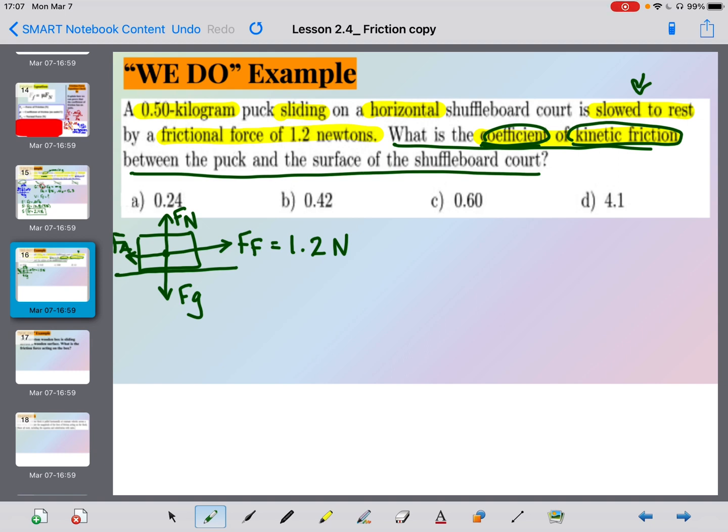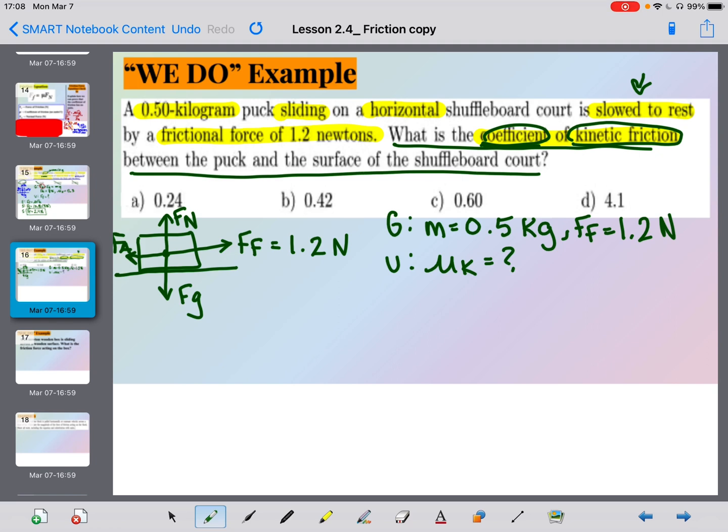So once we have our free body diagram, we are going to start our GUESS method. Okay, so givens, we have a mass of 0.5 kilograms. You don't have to write 0.50. If you want, you can, but if you don't, that's okay. As long as you put 0.5, that's the same thing as writing 0.50. We have a frictional force of 1.2 newtons. Our unknown here is the coefficient of kinetic friction. We don't know what that is.